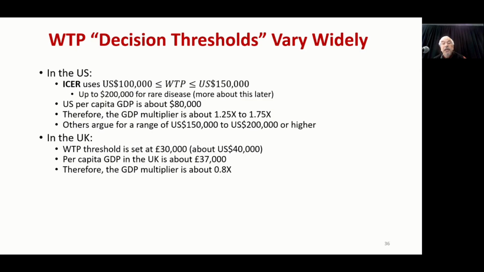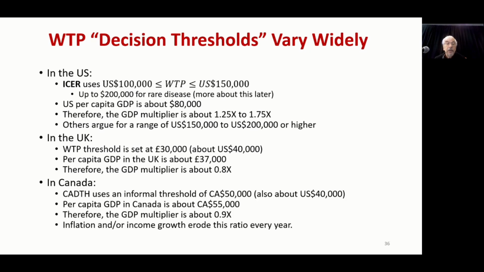Per capita GDP is about 37,000, so their multiplier is about 0.8. That is to say, their cutoff threshold in decision making is only 80% of a year's worth of per capita GDP, quite in contrast to the US, where the multiplier is about 1.5 on average.